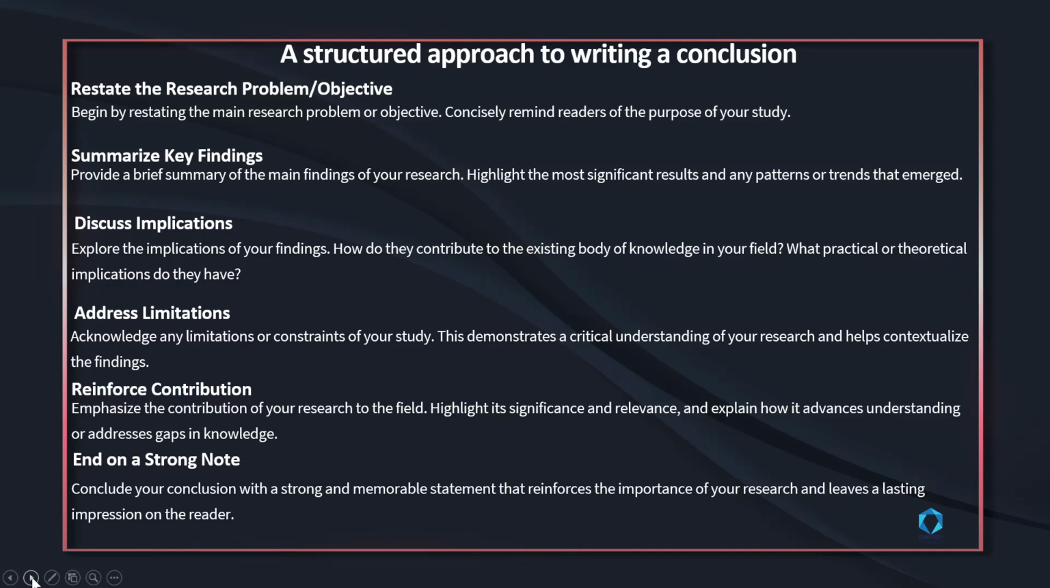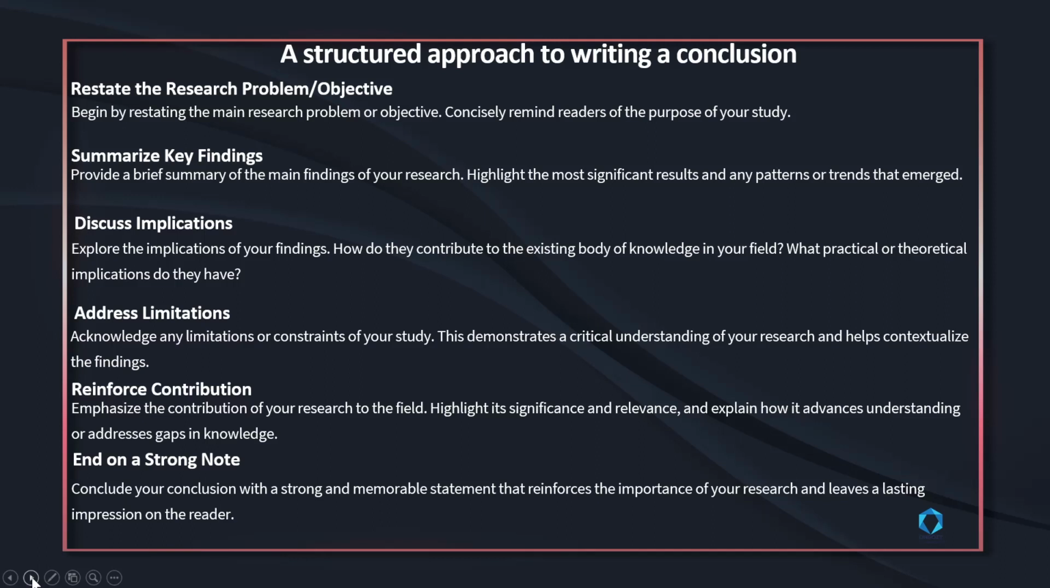The third thing you do, discuss the implications. Remember, this is the conclusion. You are concluding your study. So explore the implications of your findings. How do they contribute to the existing body of knowledge in your field? And what are the practical or theoretical implications of your findings, right?